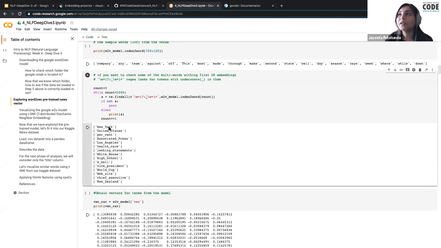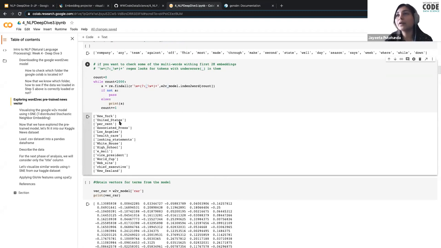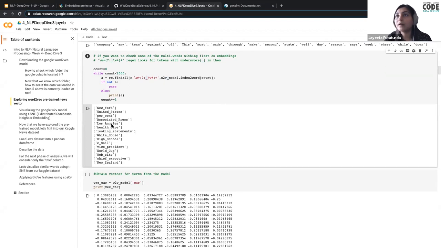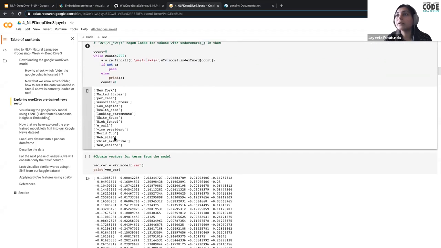So you see some of the examples that come out, like, say, New York, United States. So that makes sense, right? That's how we keep the context alive, because otherwise, if it was tokenized as two separate words, then New York wouldn't be New York as is, and it will not make much sense.